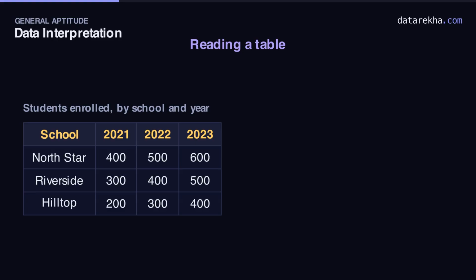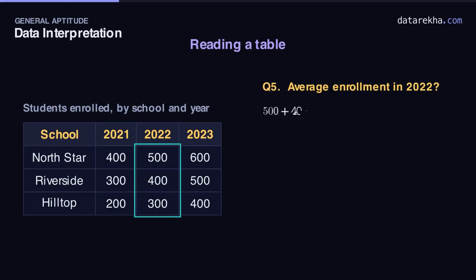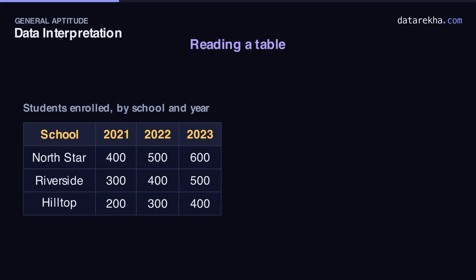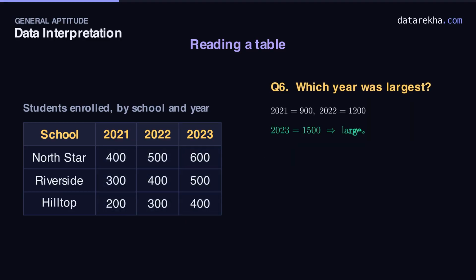Hilltop wins. Last, the average school size in 2022. 3 schools. So add that column, 500, 400, 300, and divide by 3. 1200 over 3 is 400 students per school. And a which-is-largest question. Which year enrolled the most students in total? Don't compare single cells. Compare the column totals. 900, 1200, 1500. 2023 is the biggest year, and the totals climb steadily, which itself tells a story.